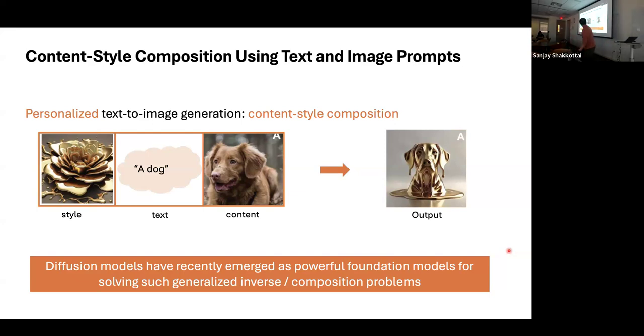So to generate these, what we are going to use are diffusion models as a prior. Diffusion models have recently emerged as the powerful foundation model for images, and essentially provide a pipeline for solving these kinds of inverse problems and composition problems.